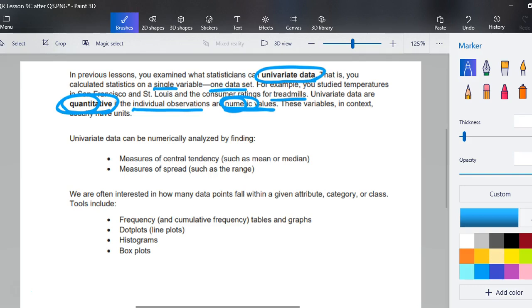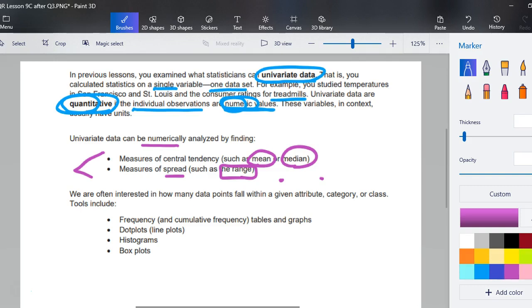These variables in context usually have units. Univariate data can be numerically analyzed by, you can find measures of central tendency, like you can calculate the mean or the median. You can also look at the measure of spread, like the range. What's the highest number, what's the lowest number, and you can subtract the two.